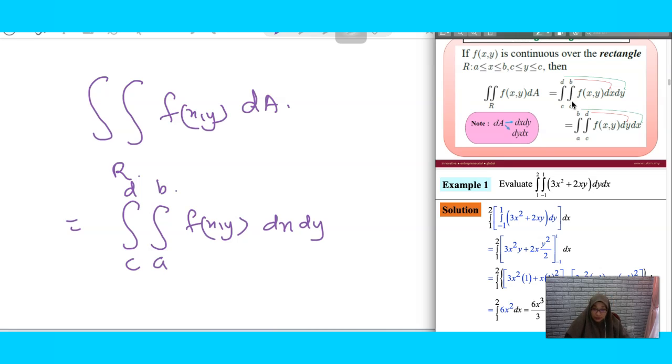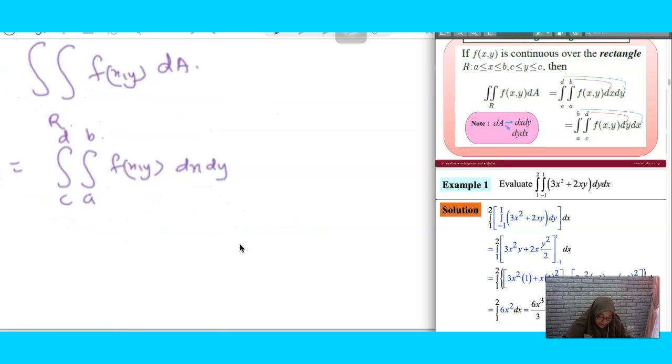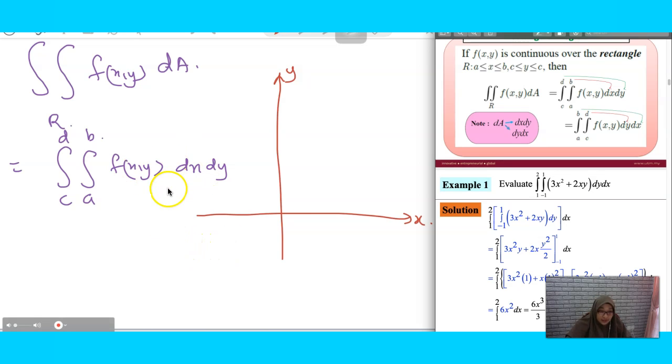So if all your limits, you got four limits here, are all constant, the type of region that you have must be a rectangular region. How can we have a rectangular region if all the limits are constant? We know that the region lies on the xy plane. So you have y and then x. From the limits provided here, we try to rewrite them into equations. x from a to b, which is x equal to a, x equal to b, and y is from c to d.